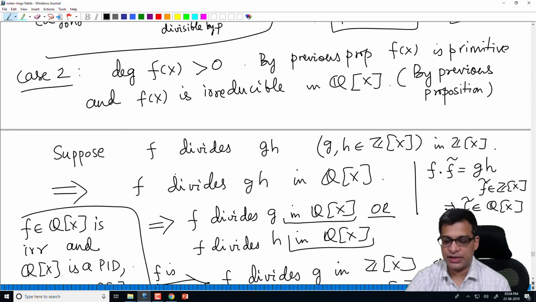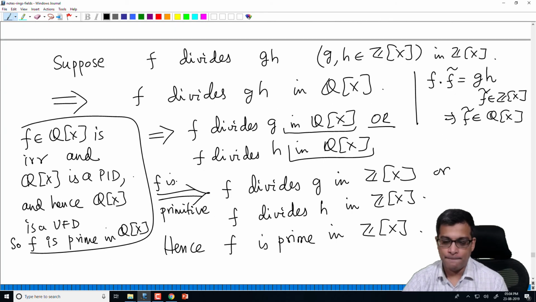So now if F divides GH in Zx, it certainly divides GH in Qx. Because F is irreducible in Qx and Qx is a UFD, F is prime. So F divides G in Qx or F divides H in Qx. Now F is primitive, which says that F divides G in Zx, because if F divides G in Qx and F is primitive, then F divides G in Zx.